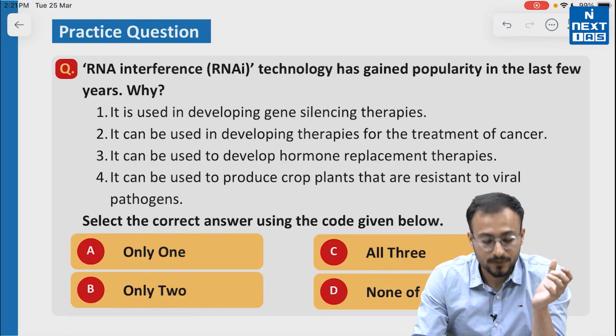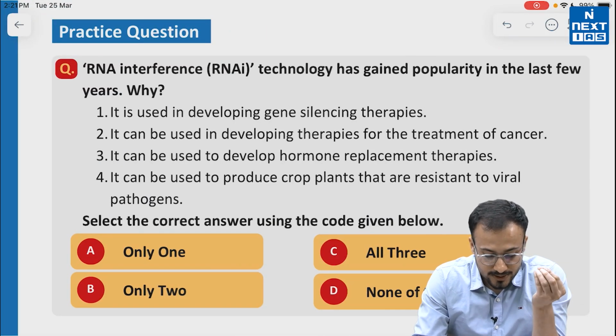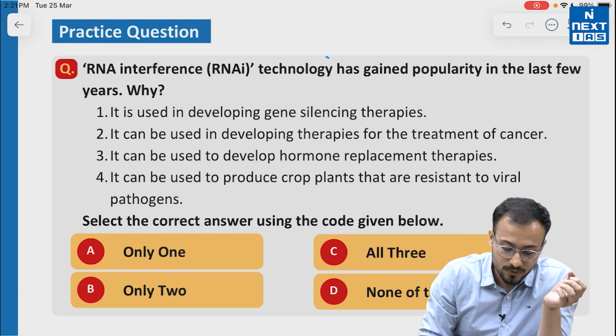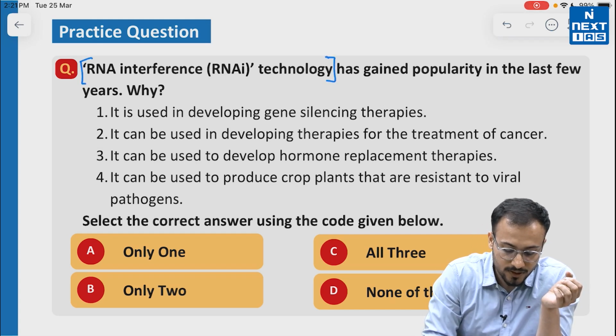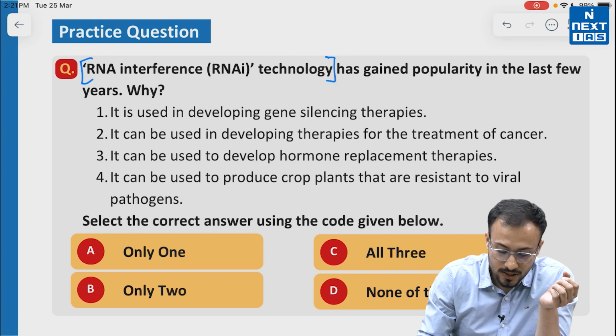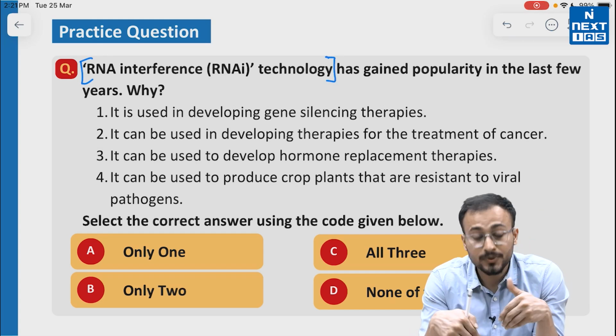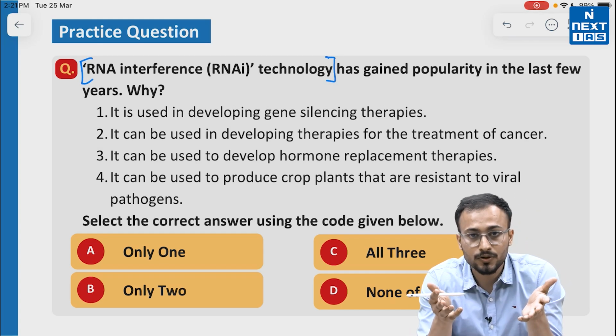On the basis of previous years, we have a question, that is RNA interference technology. There are many keywords in biotechnology, one of which is RNA interference. Please try to attempt this question and let us know the answer in the comment box below.